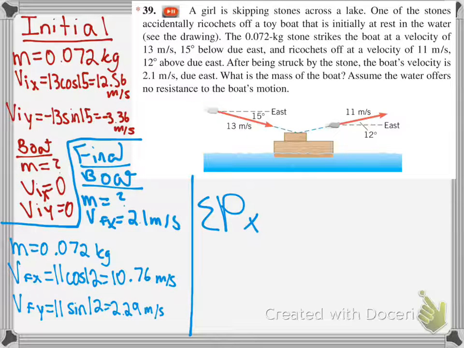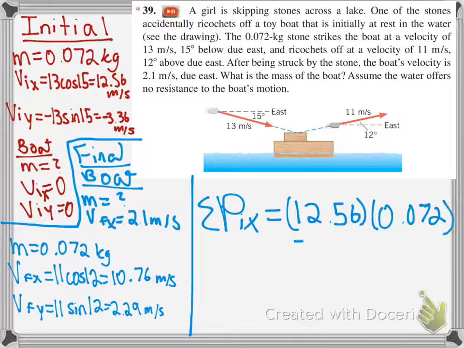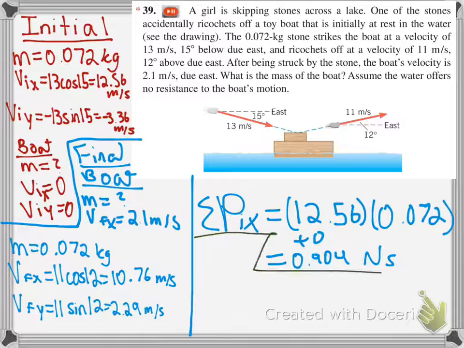Okay, so now that you have all that solved out, we can just plug all this into our momentum equations. So you just plug in for the rock 12.56 times 0.072. Again, that's in the x direction, plus 0 for the boat, because mass times velocity, the velocity is 0, so it's just going to be 0. And the initial momentum in the x is going to be 0.904 Newton seconds.